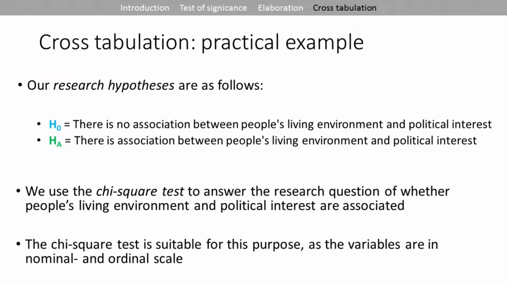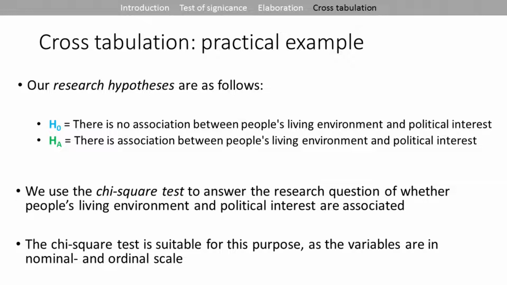So we are back here again at our research hypothesis. These are the first things you have to do before you are going to do research. So we are going to go through this again. Our research hypotheses are as follows. First, the null hypothesis: there is no association between people's living environment and political interest. Our alternative hypothesis is the inverse of this: there is an association between people's living environment and political interest.